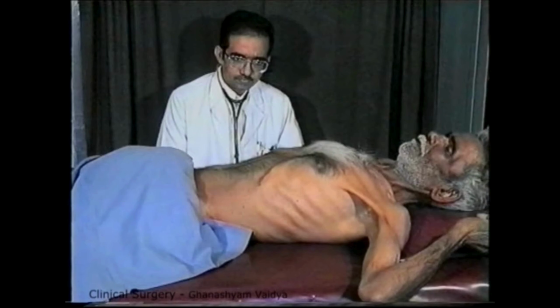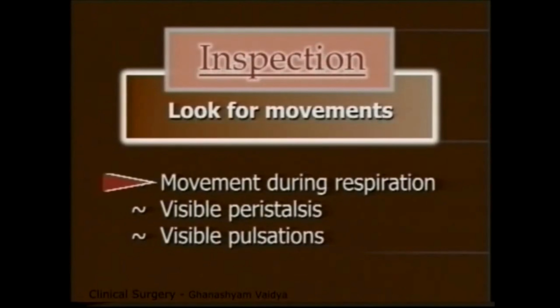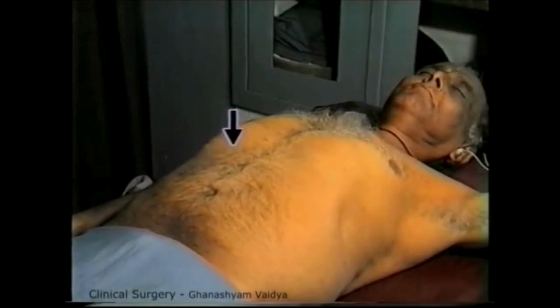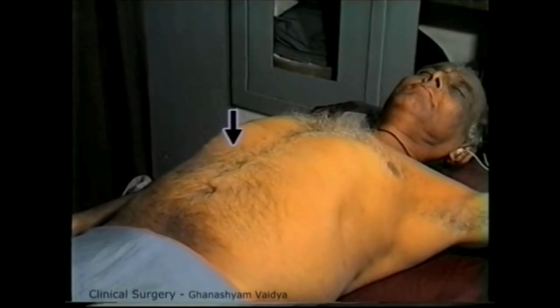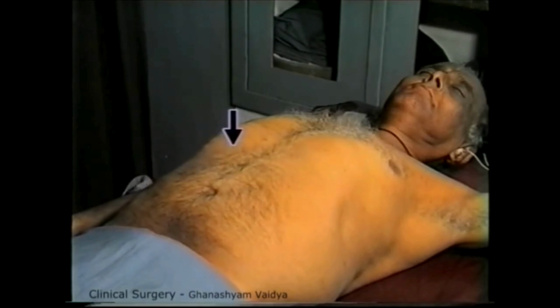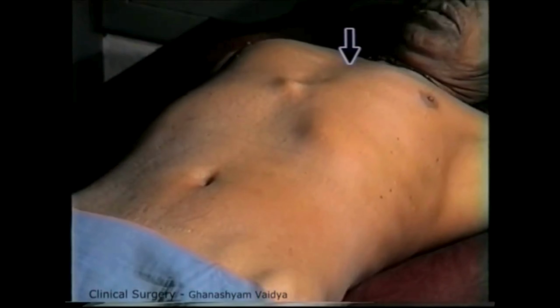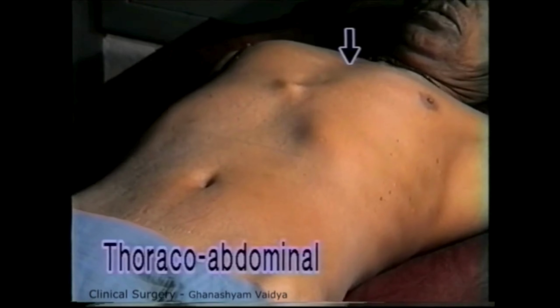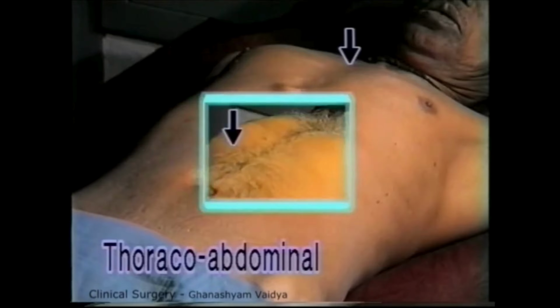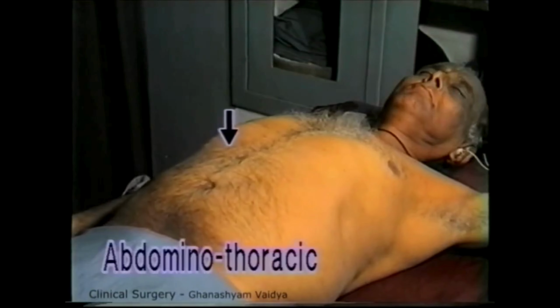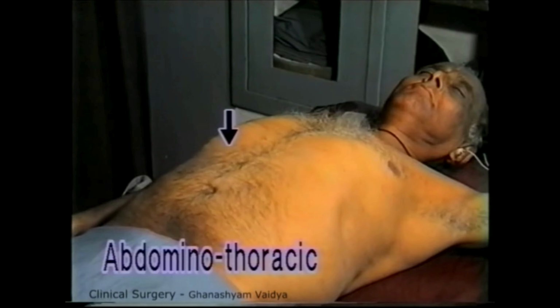Now inspect the abdomen tangentially from the side and from the leg end for the movement of the abdominal wall during respiration and for visible peristalsis and visible pulsations. Note the abdominal wall movement during respiration and compare it with the chest expansion. If thoracic movements are more prominent, it is thoraco-abdominal breathing, common in males. If abdominal movements are more prominent, it is termed as abdominothoracic type of breathing, more common in females.